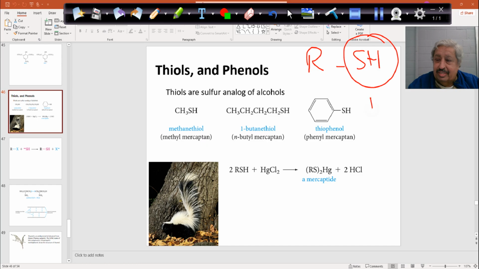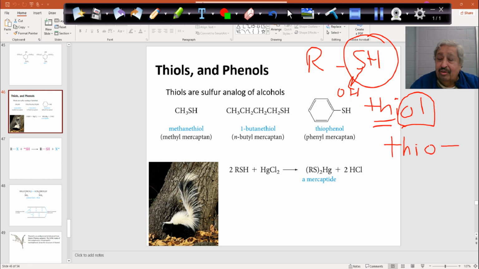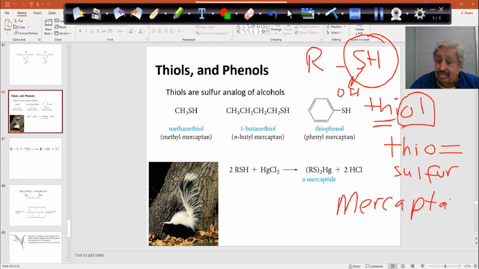Anything with this is a thiol, because we are replacing the OH. Remember the OH, the -ol at the end? That sounds like alcohol, but thio means what? Thio in organic chemistry every time means sulfur. So that's what the skunk is doing, spraying. The common name is mercaptans. Mercaptans are a lot of organic compounds, depending on the R you have. They smell very bad.